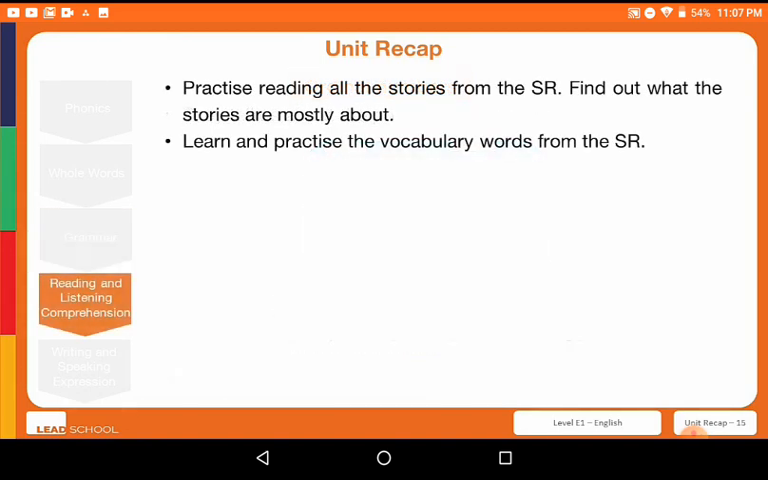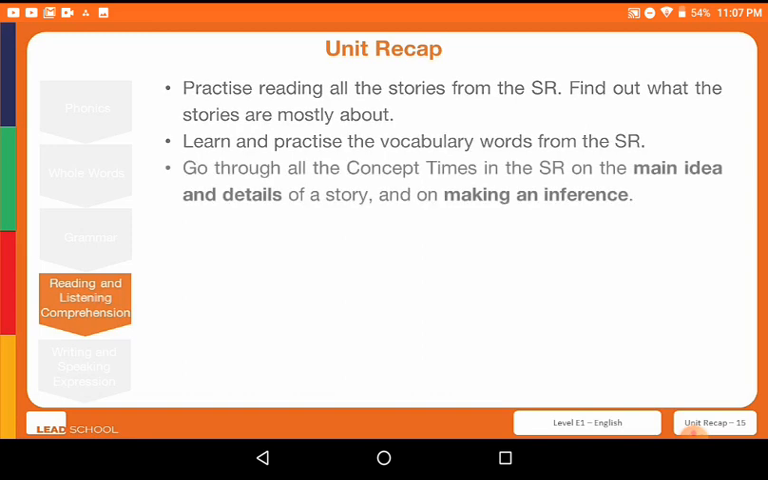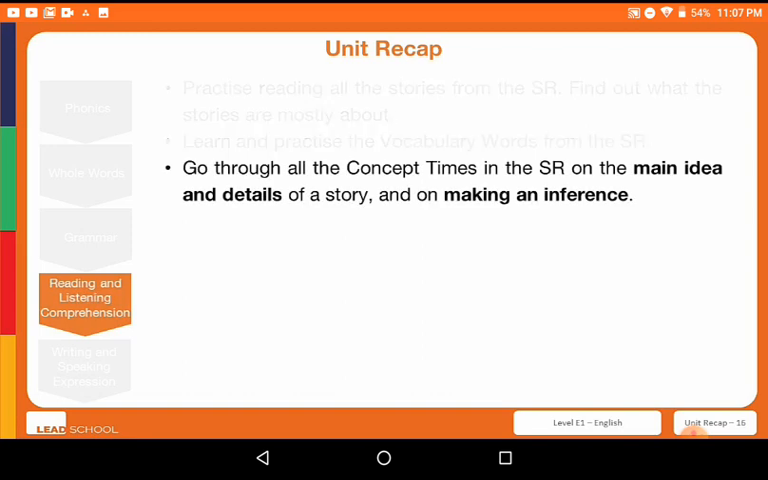To recap reading and listening comprehension, go through all the stories and find out what they are mostly about. Vocabulary words are present at the end of every story in the SR. Learn and practice the words from these sections. Go through the concept tie-ins in the SR. Two concepts we learned in this unit were on the main idea of a story and also making inferences. Let's go through them quickly.